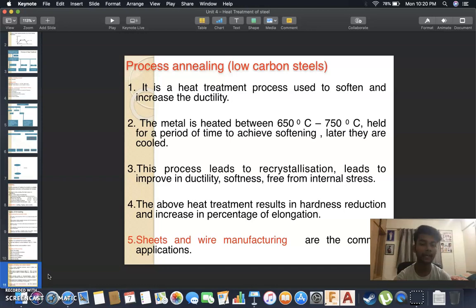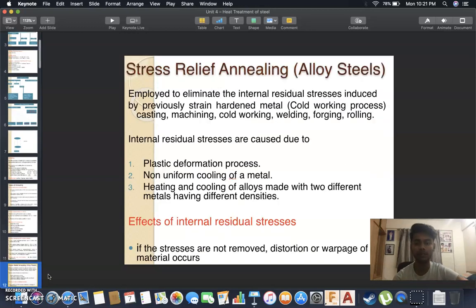So as the temperature increases inside the furnace, the metal heats up and the hardness obviously reduces, and the percentage of elongation also increases because the atoms present in the metal get softened and elongate. So applications of low carbon steels are sheets and wire manufacturing. As I told you, it can be drawn into wires, so ductility is the common application.